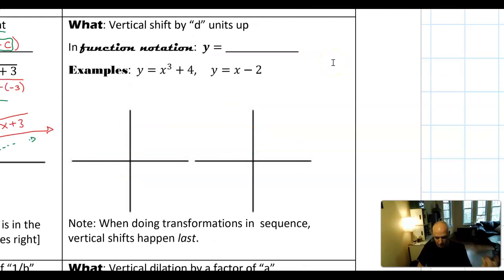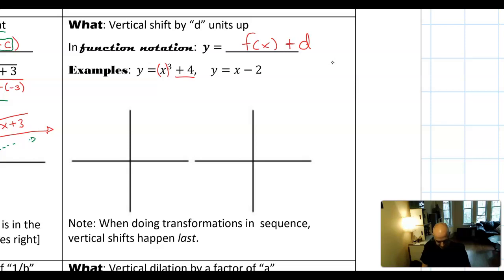Similarly, we can do vertical shifts of functions. So we can move functions left and right. We can also move them up and down. Those look like y equals f of x plus d. And what you'll notice is that that plus is now outside of the function, or outside of the parentheses. So two examples: y equals x cubed plus 4. And again, this is like x is in parentheses, plus 4 is outside.